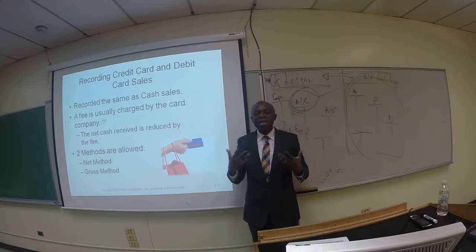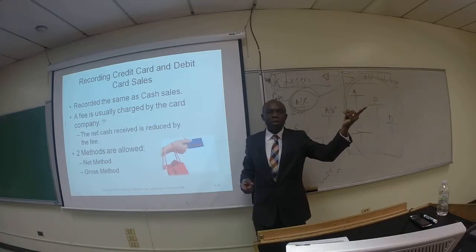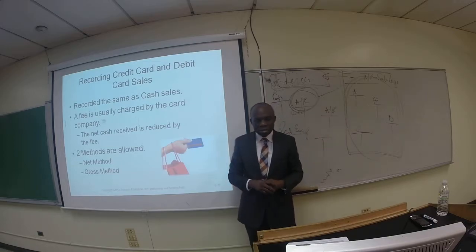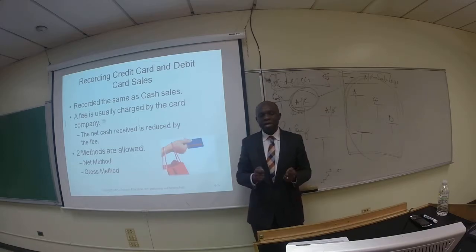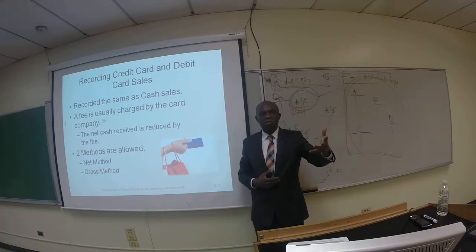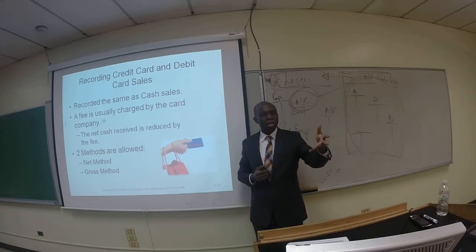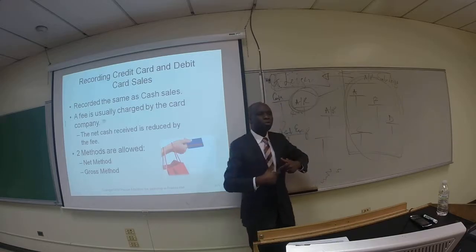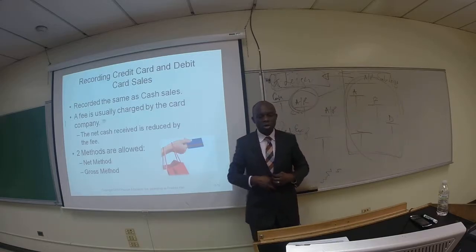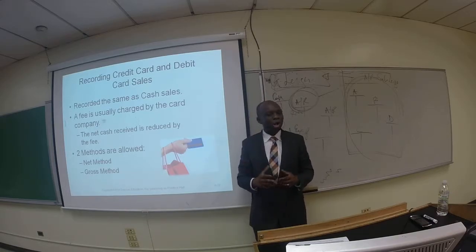Additional issues that you need to know. A fee is usually charged by the credit card company. Who is charging the fee? The credit card company. Who is paying the fee? The retailer. And the net cash is reduced by the fee. What do we mean by that? So if we buy something for $100 from a retailer, the Visa company might charge the retailer 2%. So the Visa company will pay the retailer $98, even though we are going to turn around and pay the Visa company $100. So there are two methods that we use in recording credit card and debit card sales.